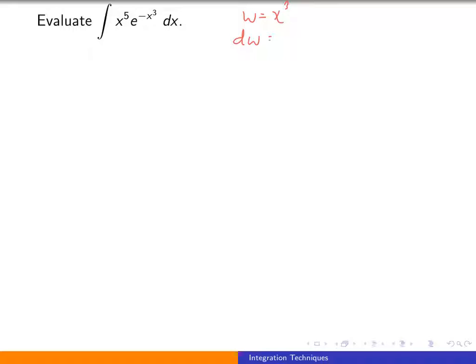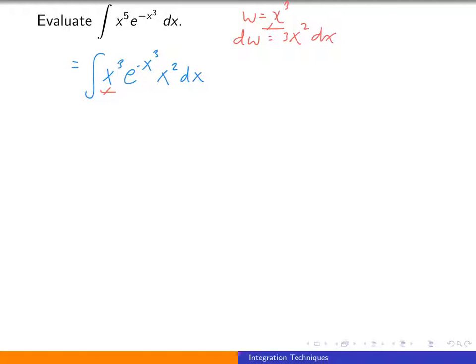Then dw is 3x squared dx. So in order to rewrite our integrand solely in terms of this variable w, we somehow need to separate out the x squared to play the role of the dw. So we can write x to the fifth as being x cubed multiplied by x squared. And now that we've done so, we note that we have this extra x cubed left over, but that's exactly what w is equal to.